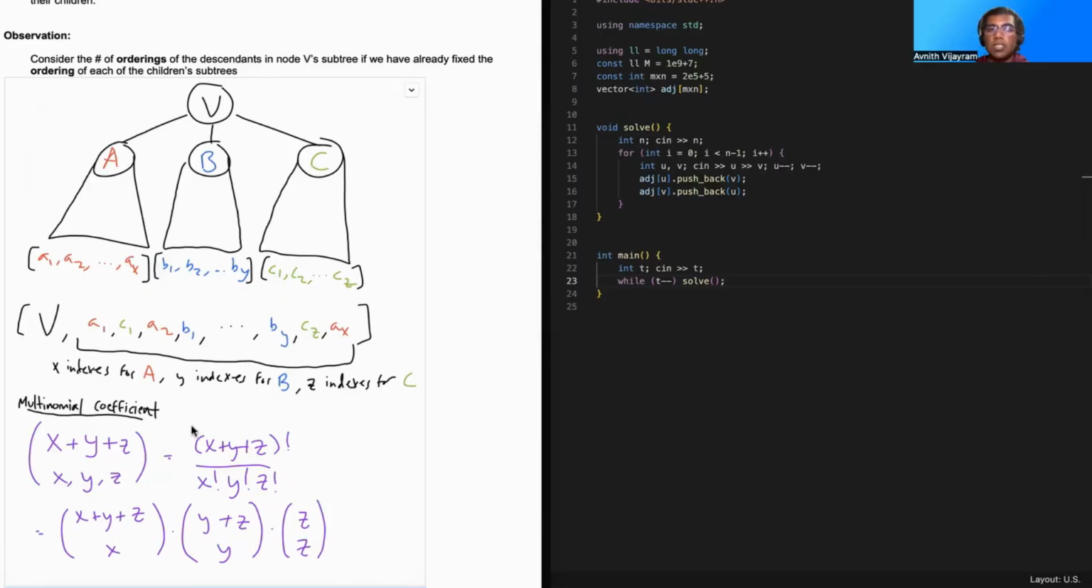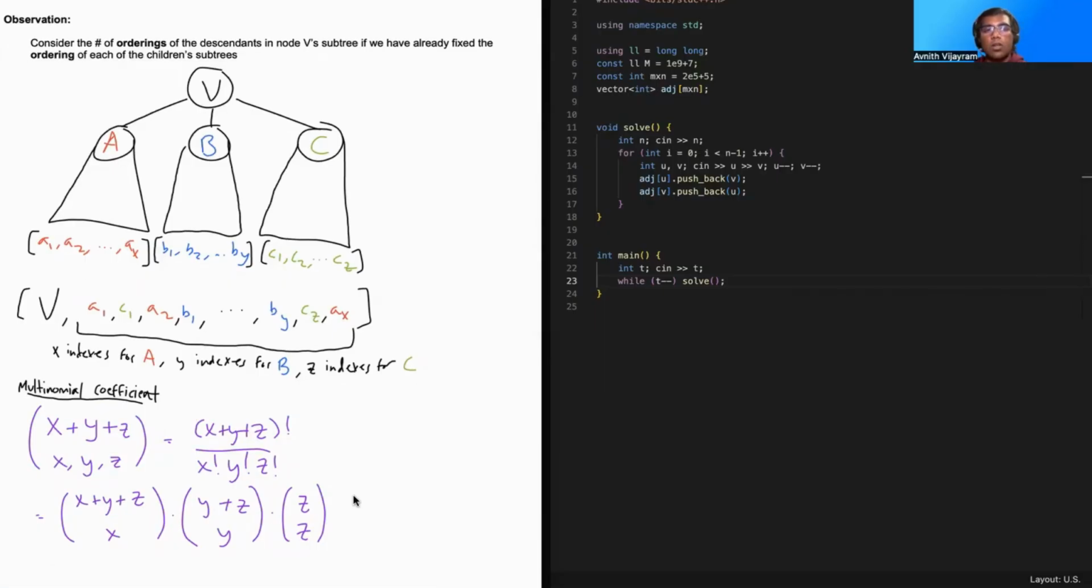So we take the factorial of the total number of spaces divided by the factorial of each group that we're splitting those spaces into. And so essentially what this tells us is the number of ways we can order the nodes in the subtree of node V if we've already fixed the order of the nodes in each of the subtrees of each of the children. And so this is the multinomial coefficient for that node. And the answer would just be the product of this coefficient over all nodes and subtrees.